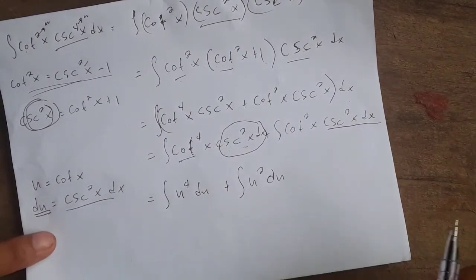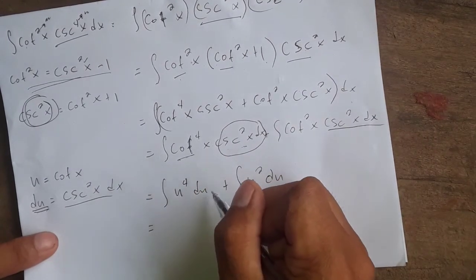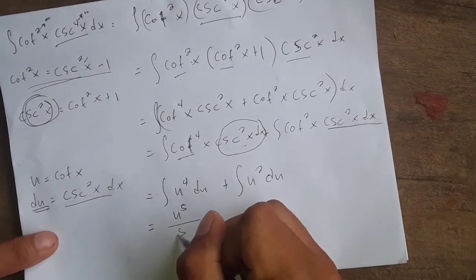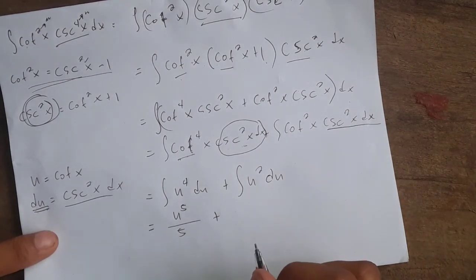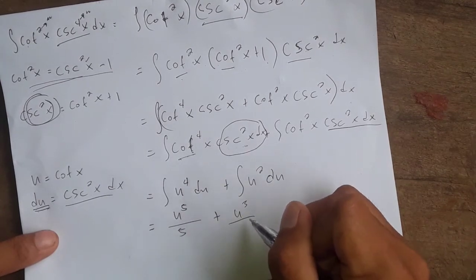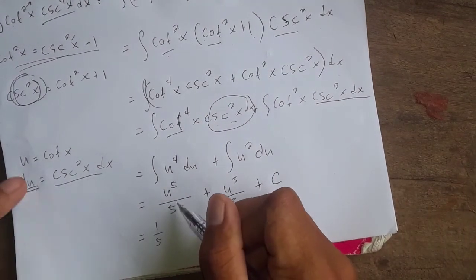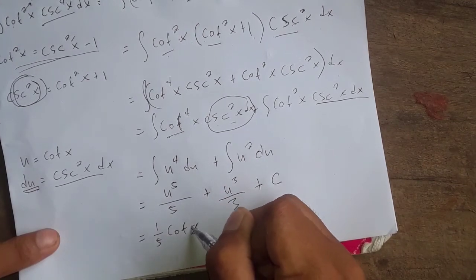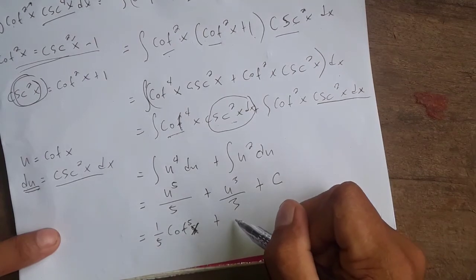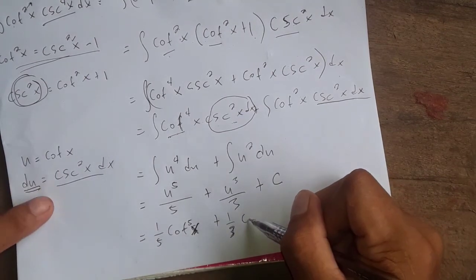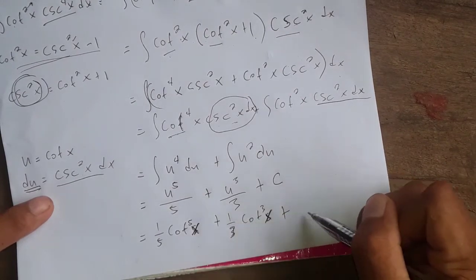In both terms we can easily use the power formula of integration. So we have the integral of u raised to 4 du is equal to u raised to 5 over 5, plus the integral of u squared du, by simply adding 1 to the exponent and dividing by the new exponent. So we have u raised to 3 over 3, plus an arbitrary constant. Therefore in simplifying we have 1/5 cotangent of x raised to 5, plus 1/3 cotangent of x raised to 3, then add an arbitrary constant.